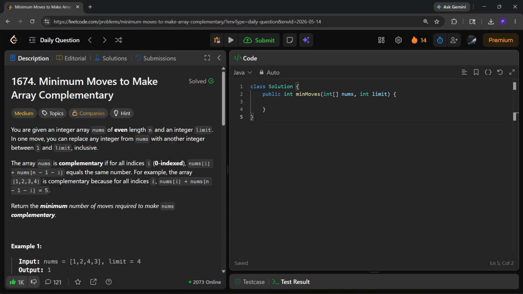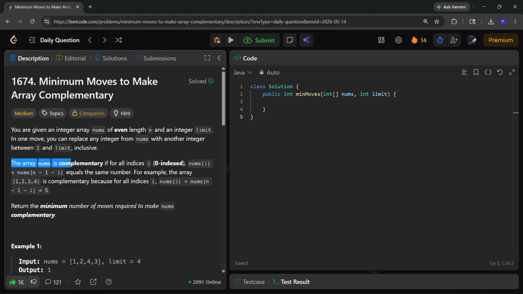Okay, so minimum moves to make an array complementary. Given an integer array nums of even length n and an integer limit. In one move, you can replace any integer from nums with another integer between 1 and limit, inclusive.